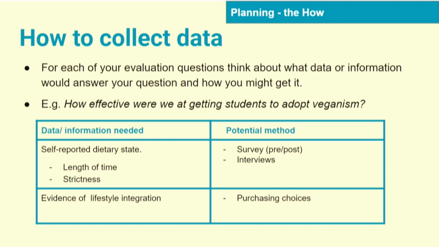So if we're answering this question, how effective were we at getting students to adopt veganism, we might decide, okay, we want some kind of self-reported data about people's dietary state. How long have they been that way? How strict are they, maybe? Something like this. Maybe we want some idea of like how integrated it is into their lifestyle. And we might get this information through some surveys, some interviews. Maybe we're going to look at some secondary data for that evidence of lifestyle integration. There's many ways we could get this information. So how are we going to decide how to do it? And that's the next point.